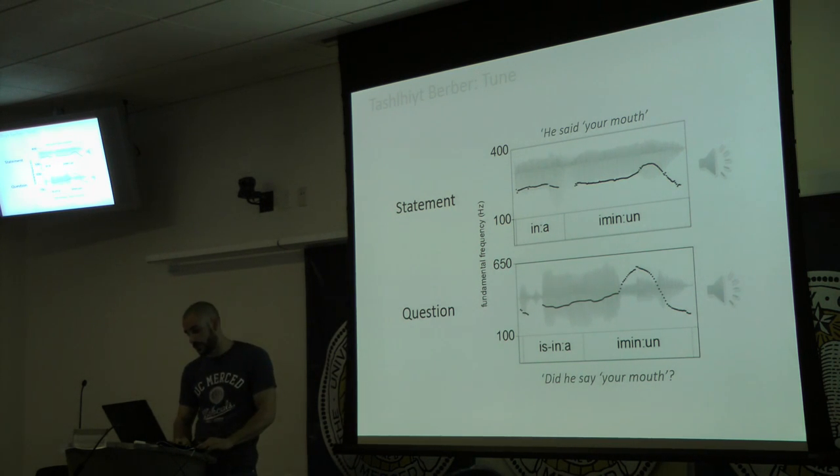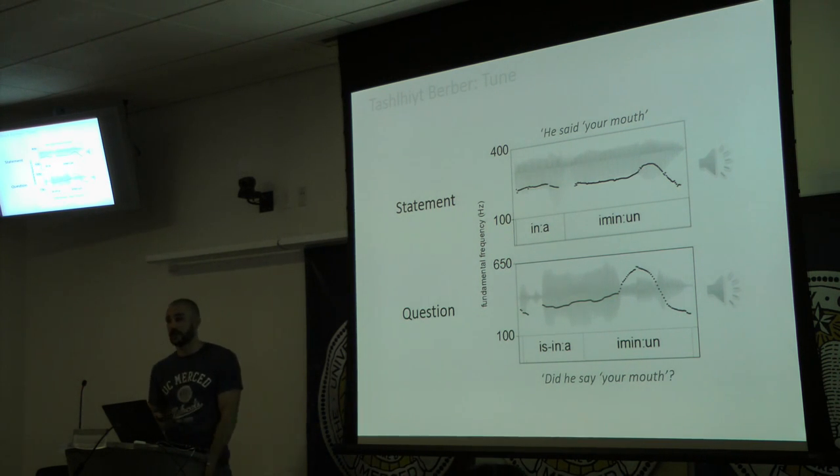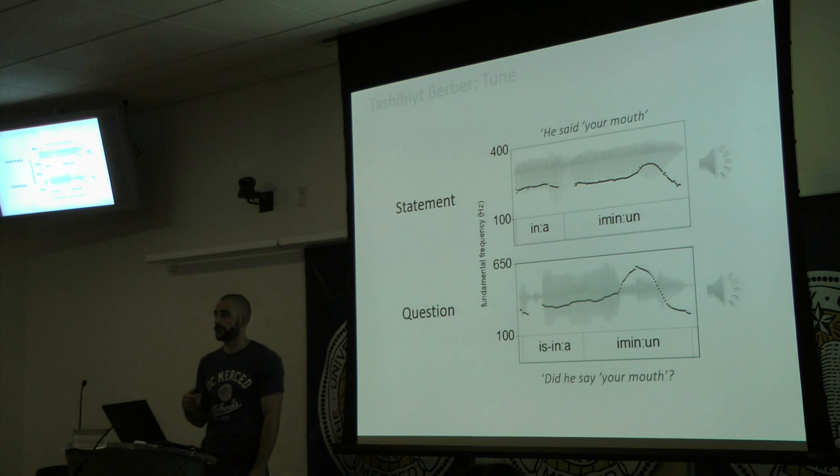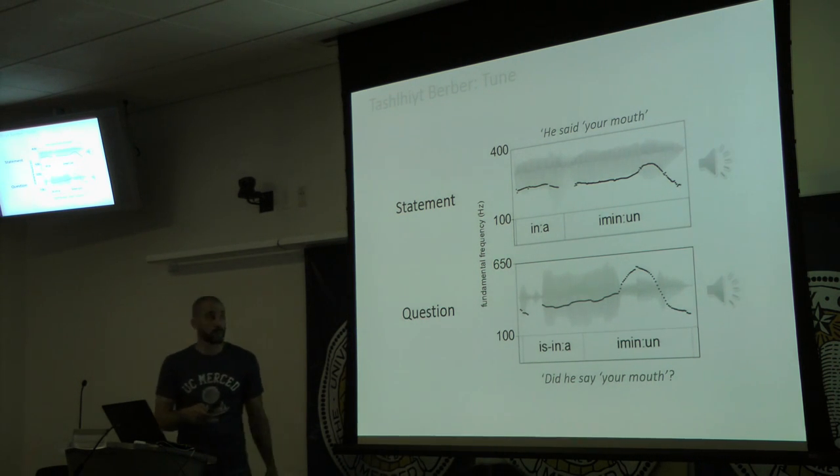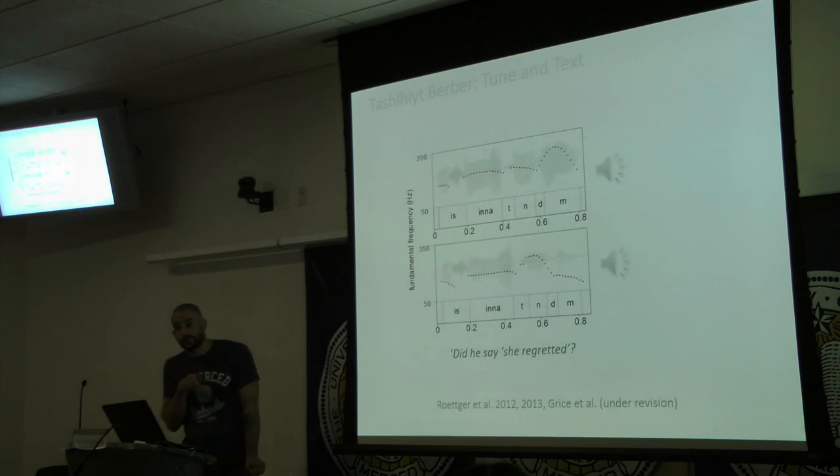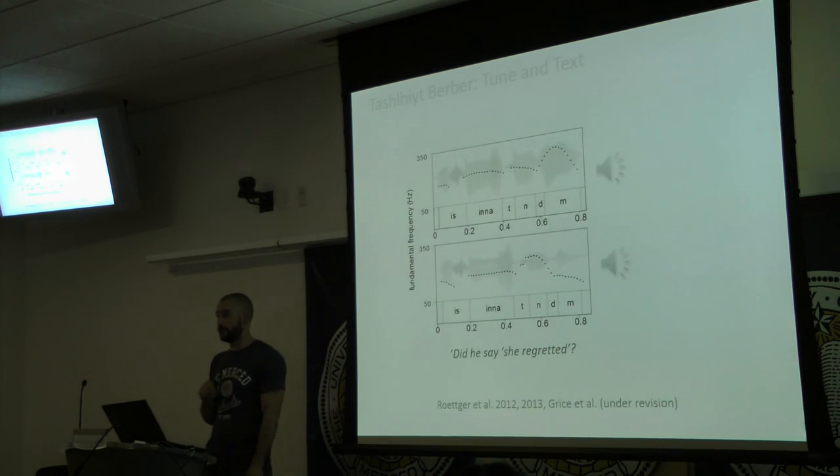Here's an example of a statement. And the question. Is he naming nun? These tonal events are usually realized on sonorant material, like, for example, vowels and sonorant consonants, like nasals or liquids. However, the location of these tonal events is highly variable.